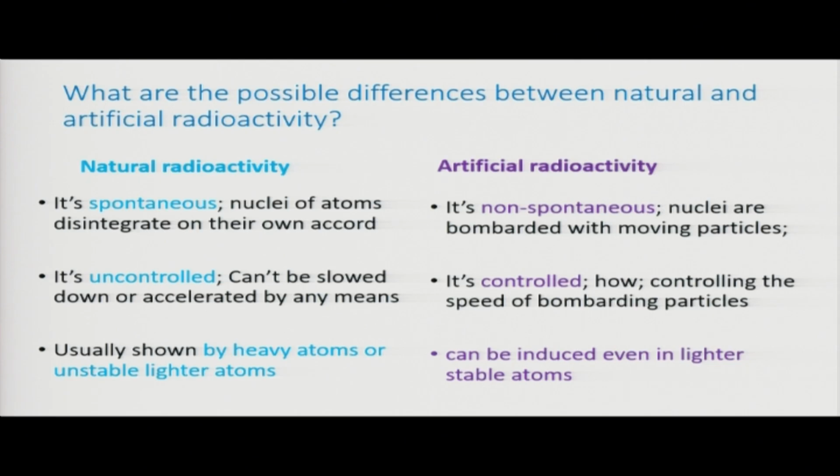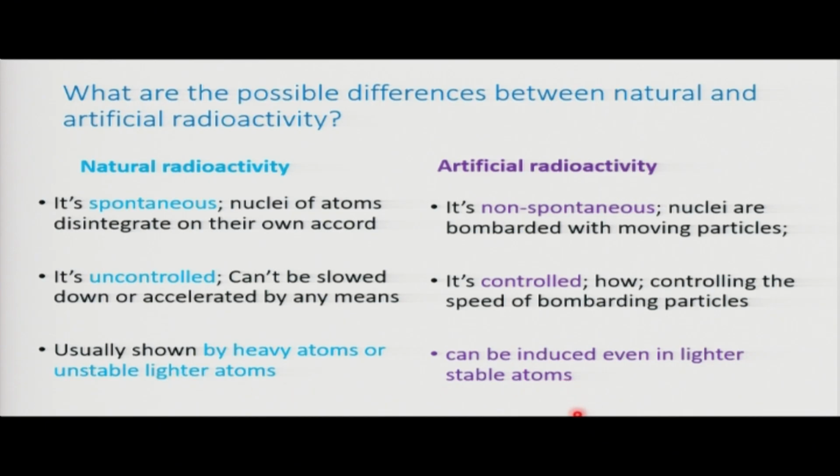How fast the incoming neutron or another atom is directed depends on the experimental setup. That is what we mean by being controlled. Lastly, usually the natural radioactivity involves heavier atoms disintegrating to form stable atoms or unstable lighter atoms.